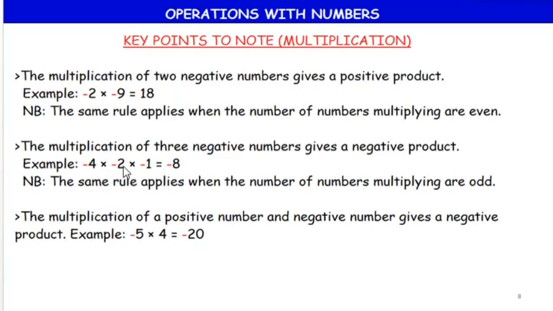So negative 4 times negative 2, based on this principle, is going to give us a positive product. So negative 4 times negative 2 is positive 8, and then positive 8 times negative 1, a positive number times a negative number, results in a negative product, as this principle states. So the multiplication of a positive number and a negative number gives a negative product. So negative 5 times 4 is negative 20. So these are the key points to note under multiplication. Alright, let's move on.